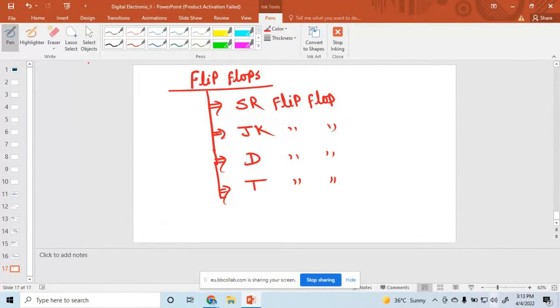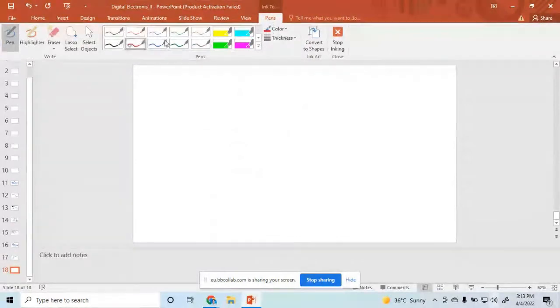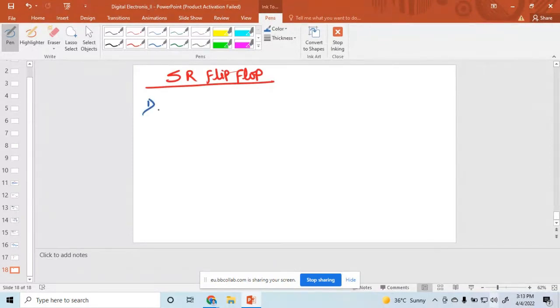First, I am discussing the SR flip flop, also called the set reset flip flop. You can design it using NAND gates. So how to design it using a NAND gate? This one is a NAND gate.